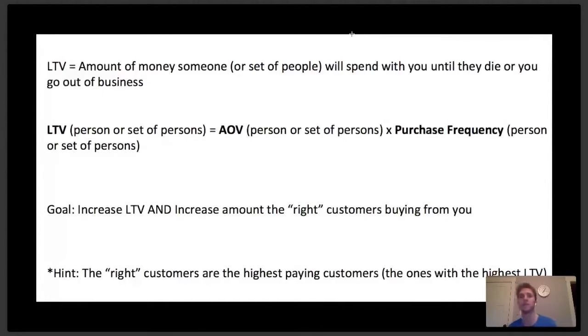But note that every company will have its strength, right? Some companies get you to buy a lot at once, that's the key, whereas other companies, like a beauty company for instance, might get you to buy small amounts over time. So we'll talk more about this later.